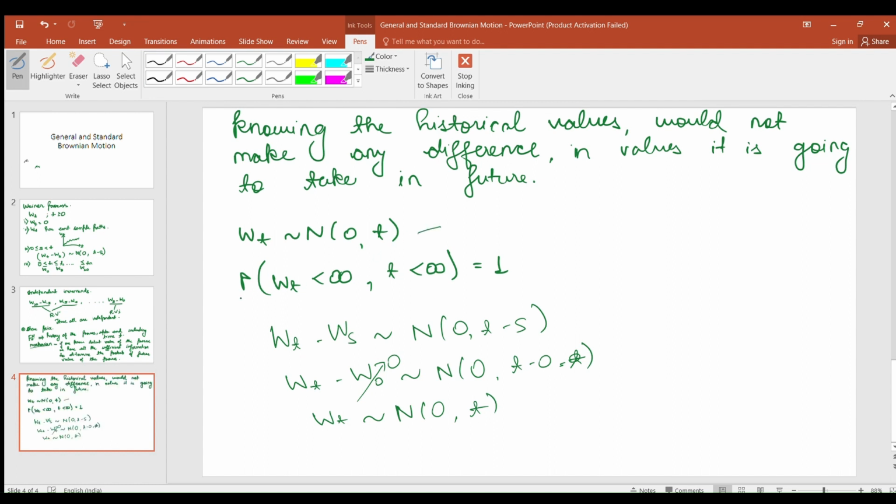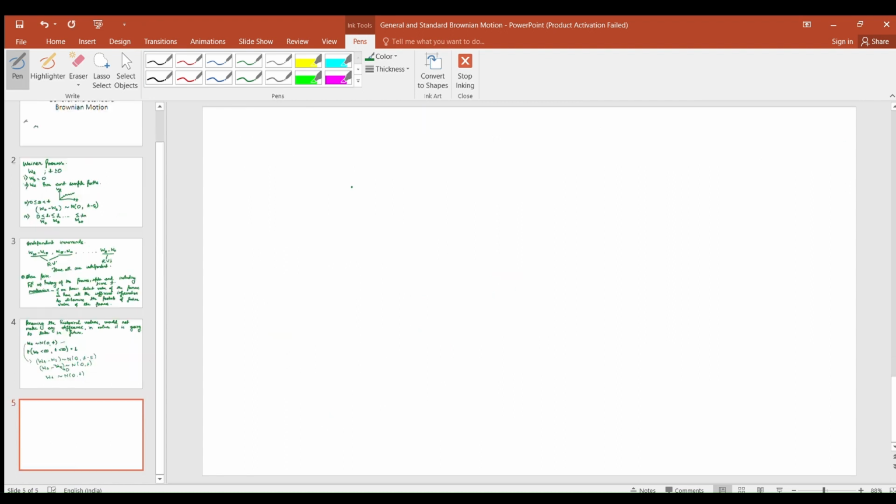And the next point is that the probability that the value of the process at time t is less than infinity, given that the time is not infinite, is equal to 1. Okay, that is the Wiener process, or let's say the standard Brownian motion. So we will summarize all these properties using a simple graph.